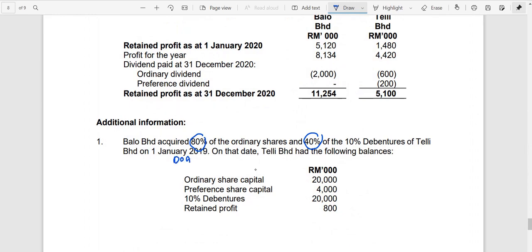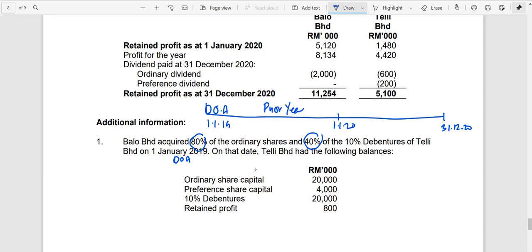This is actually in the prior period. The reason is because the current year is 31st of December 2020, and this is 1st of January 2019. So you acquire here in the prior year, and this would be the current year. Does the acquisition take place in the current year, or in the prior year? It is in the prior year.